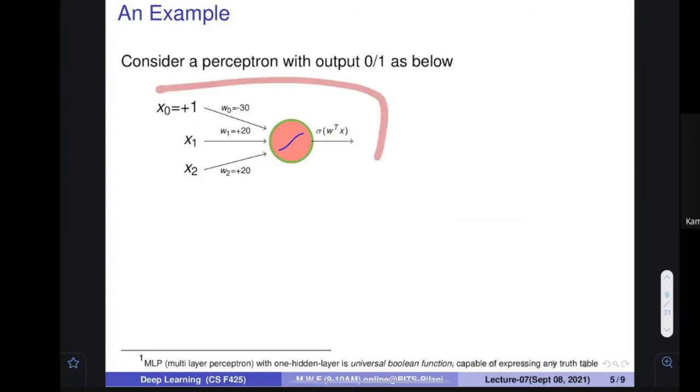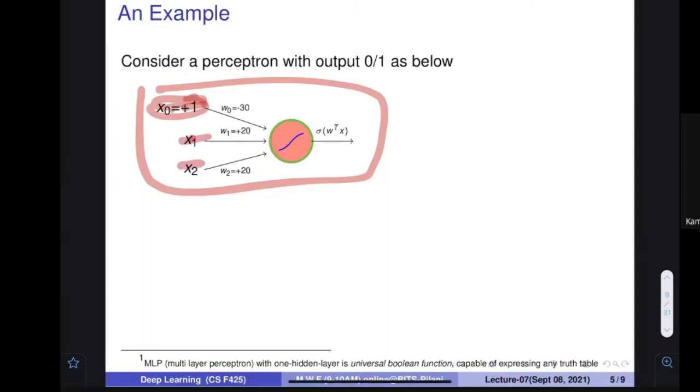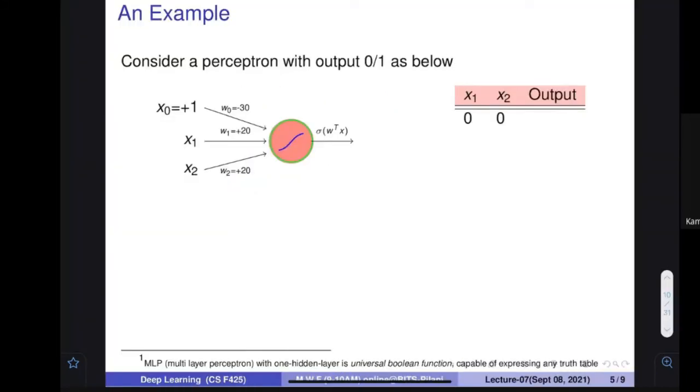So here is an example where x0 is always 1, x1 and x2 are inputs, and the weights are minus 30, plus 20, plus 20. I want to find out what the output is. If the input is 0, 0, what is the output? Can you tell me? Because what is the equation?